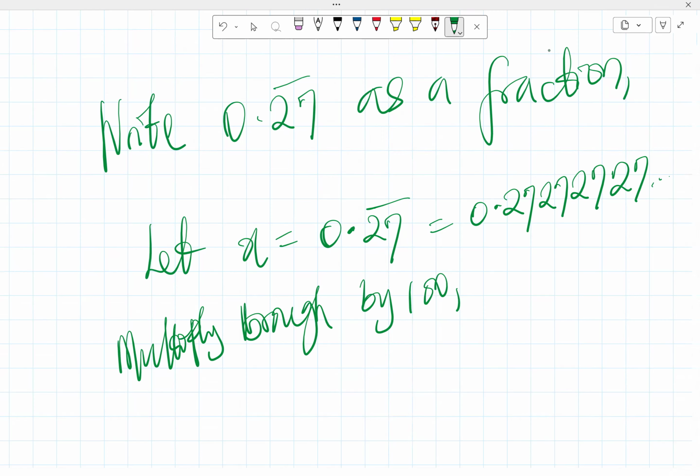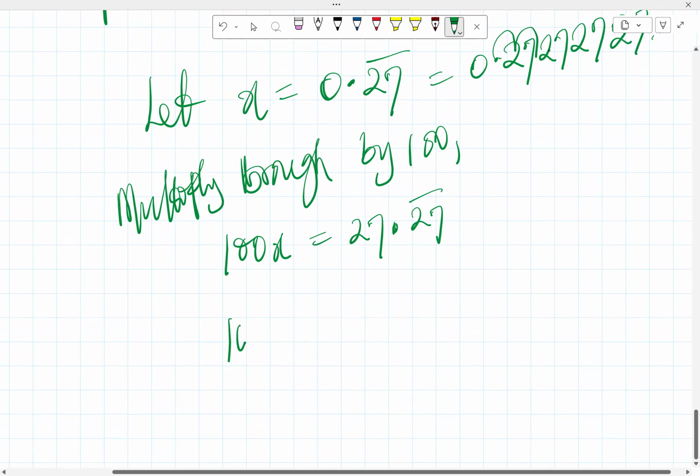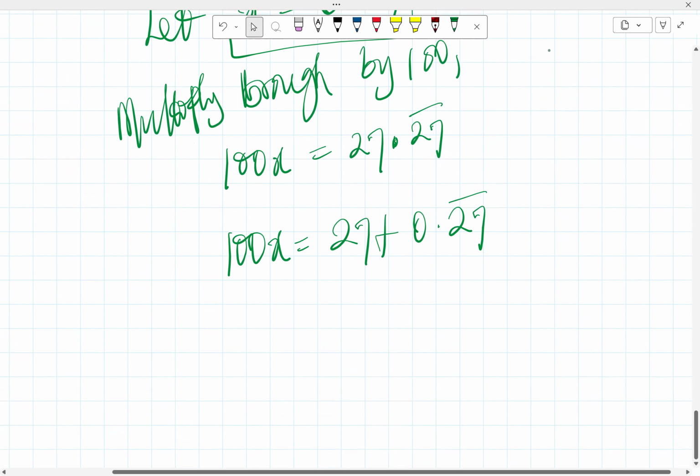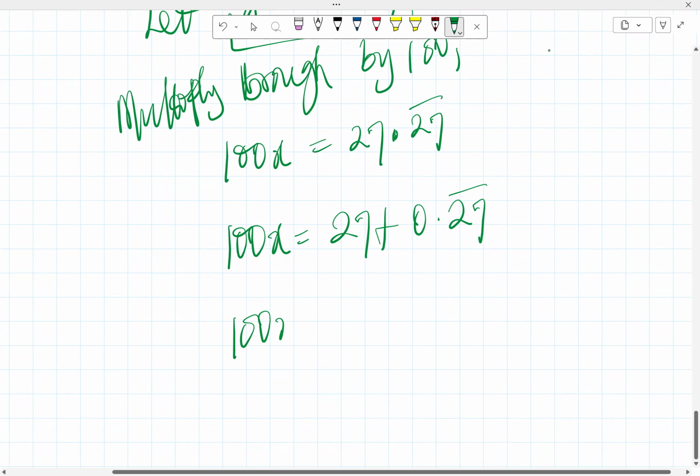Okay. So that means you have 100x here is equal to, if you multiply this by 100, it moves two steps. So you have 27.27 bar. That's 27.27272727. And don't forget what we did before. This is 100x equals 27 plus 0.27 bar. Don't forget we started out with x being 0.27 bar. So we have 100x is equal to 27 plus x.